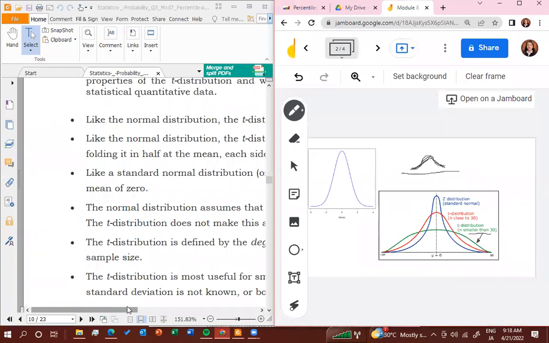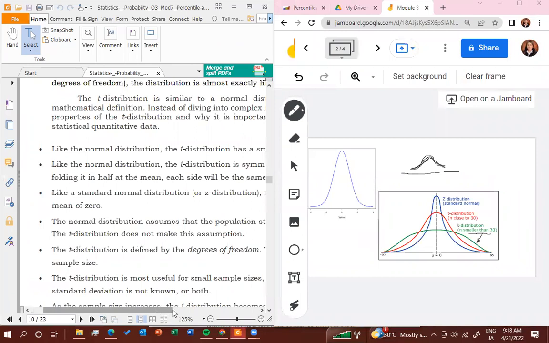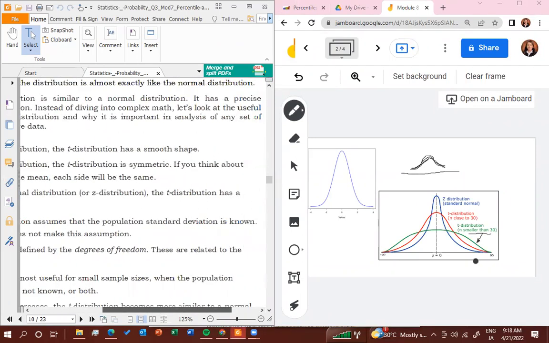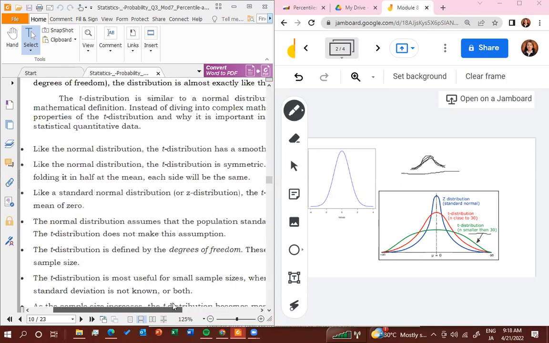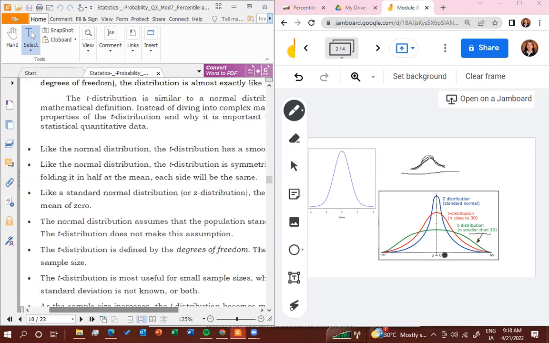So, first na point, like the normal distribution, the T distribution has a smooth shape. Like the normal distribution, the T distribution is symmetric, or it is a mirrored na image. Dili siya skewed, it is equal on both sides na as symmetrical plane. So, like a standard normal deviation, the T distribution has a mean of 0. So, napakita natin siya here. Both of them have a mean of 0.